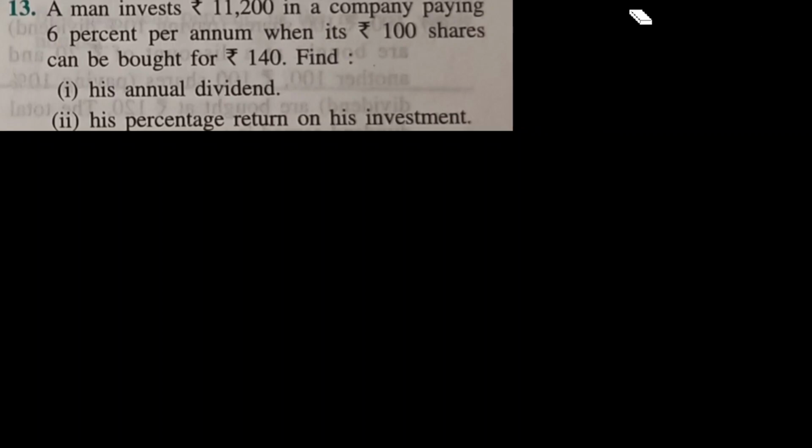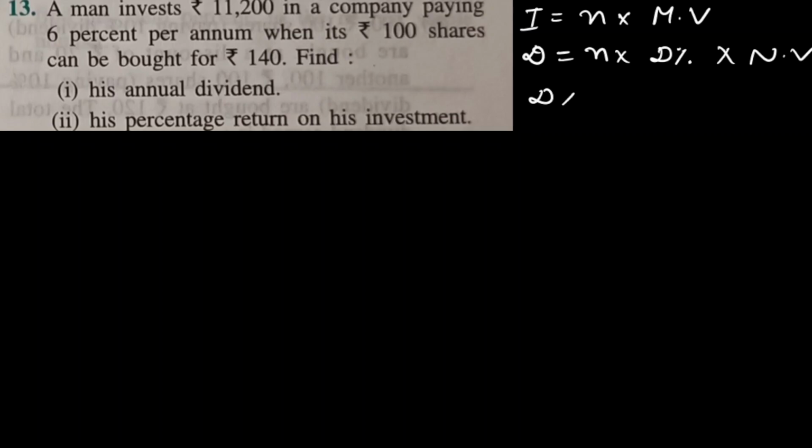So first of all, I'll just write the formulas. Three formulas we are using. What are these formulas? The first one is investment is equal to number of shares into market value. The second formula is dividend. Dividend means income, return or profit also. So the same formula can be used. Dividend is equal to number of shares into dividend percent into nominal value. And the third one is dividend percent into nominal value is equal to profit percent into market value.